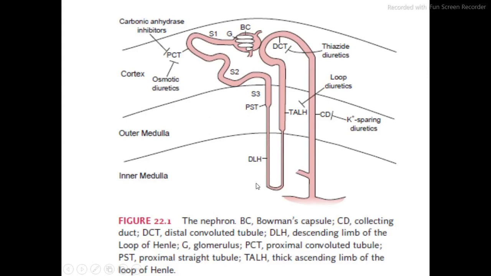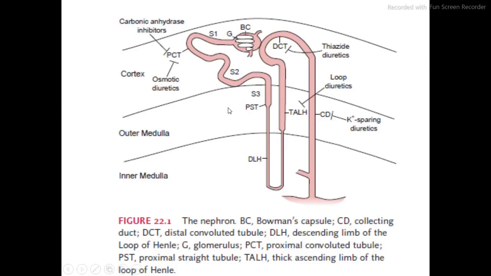Okay, then later on the luminal fluid enters into the water impermeable thick ascending limb of the loop of Henle. The luminal fluid which is passed from the DLH then reaches the TALH phase, that is the thick ascending limb of the loop of Henle, where 20 to 25% of filtered sodium and chloride absorption takes place. Okay, here what is absorbed? Sodium and chloride, around 20 to 25%.